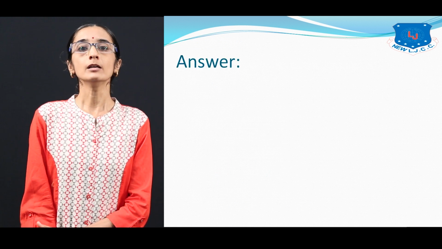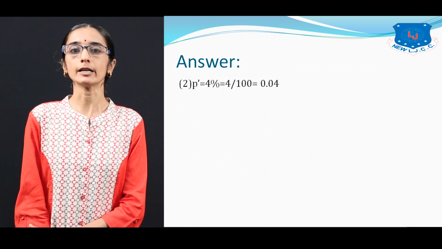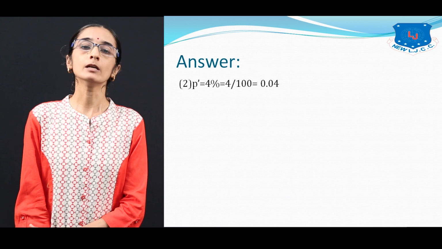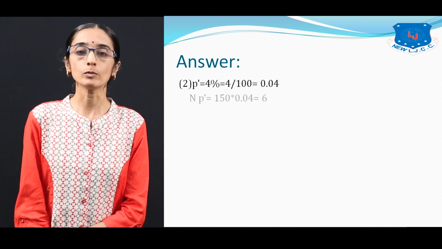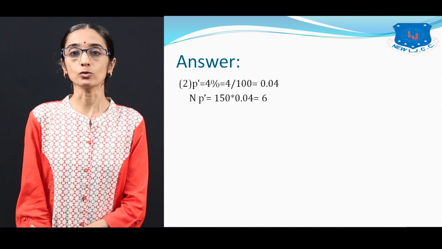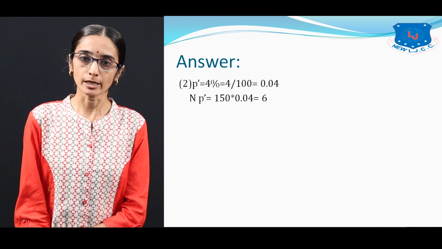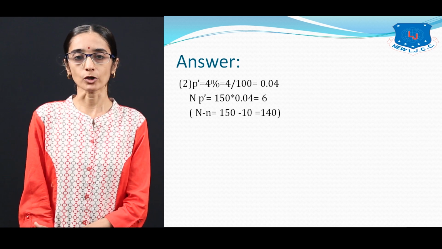Now similarly we can calculate for the second P dash value. Let's go for it. Now P dash is 4%, that is 4 upon 100, that is 0.04. Capital N P dash, now it will be 150 into 0.04. That is 6, so now we have to go for 6 terms reduction. Same number, capital N minus small n, that will be 140.